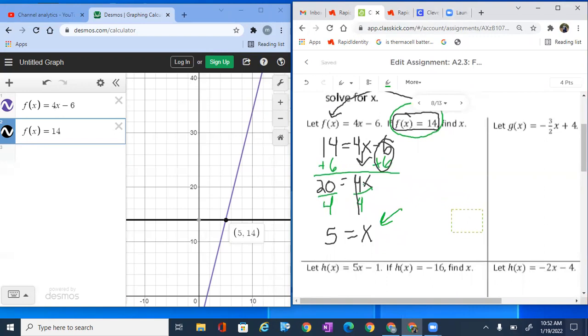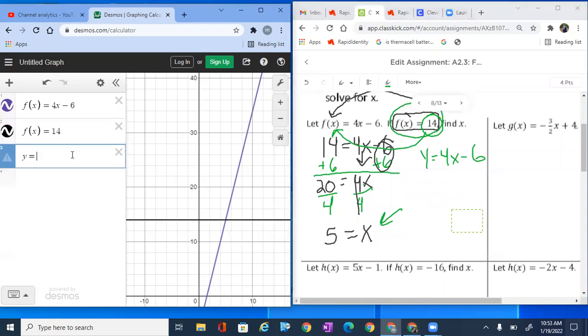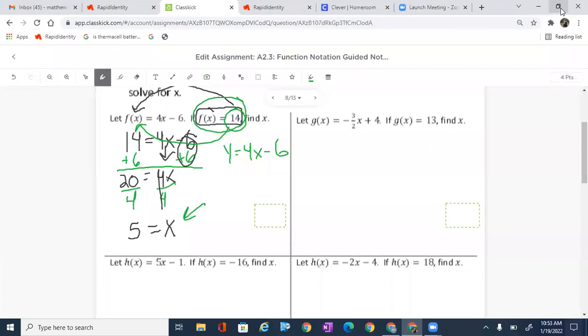Okay, now another way we can also do this is we can actually replace it. So remember, f of x is where we typically would write y equals 4x minus 6. So we can also type it in as y equals 14 if we wanted to do it that way and verify that answer. Both ways work perfectly, okay? So let's go ahead and we'll do this one more time. We'll do it with algebra, and then we're also going to check it with Desmos.